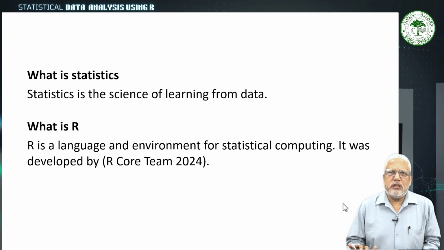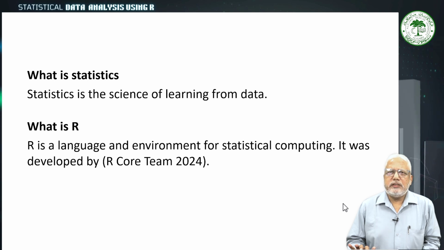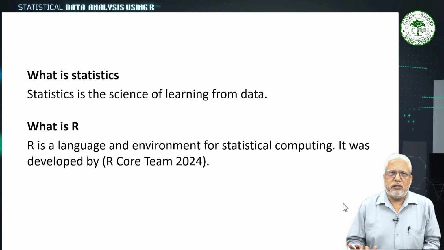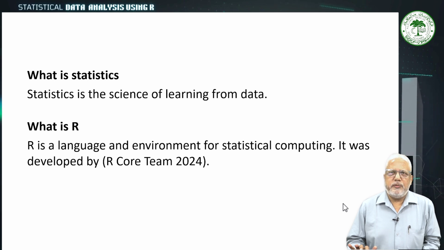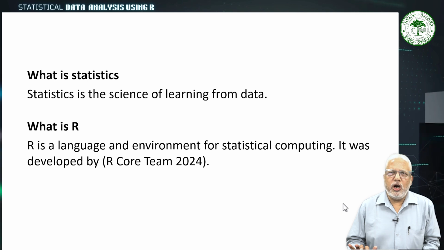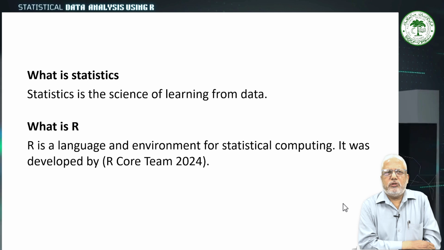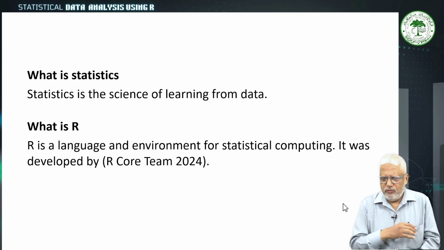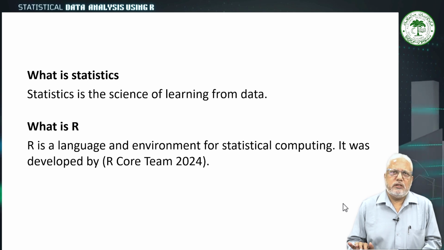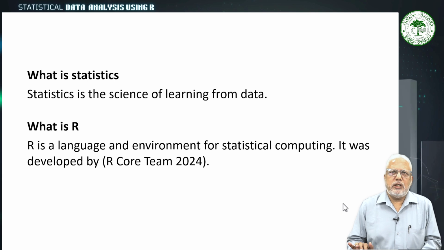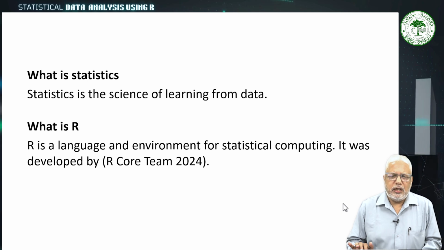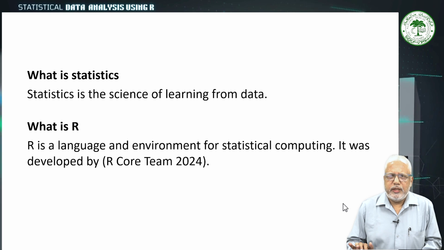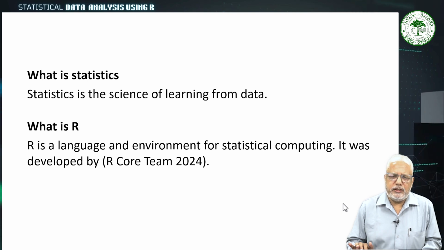People started using this, and it was a very popular package. It is still very popular, but because of licensing problems, there were some hindrances in using it. So two statisticians in the Department of Statistics, University of Auckland, New Zealand, thought to develop an open source language very similar to S, and that is R. They started their project in 1991 and completed it in 1996, in the sense that they published their paper in 1996.